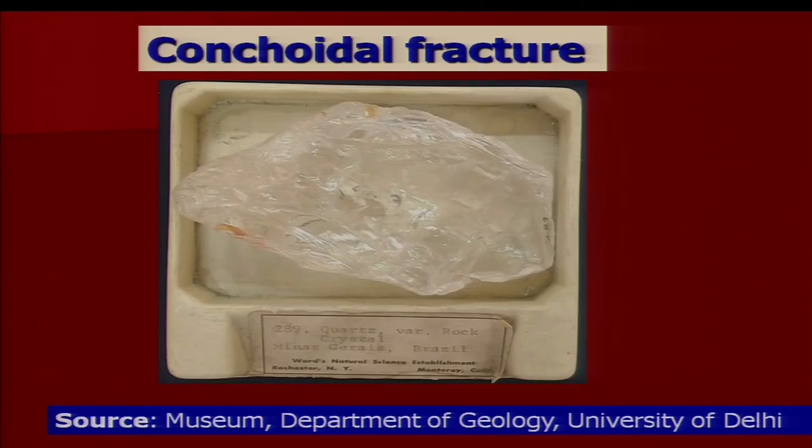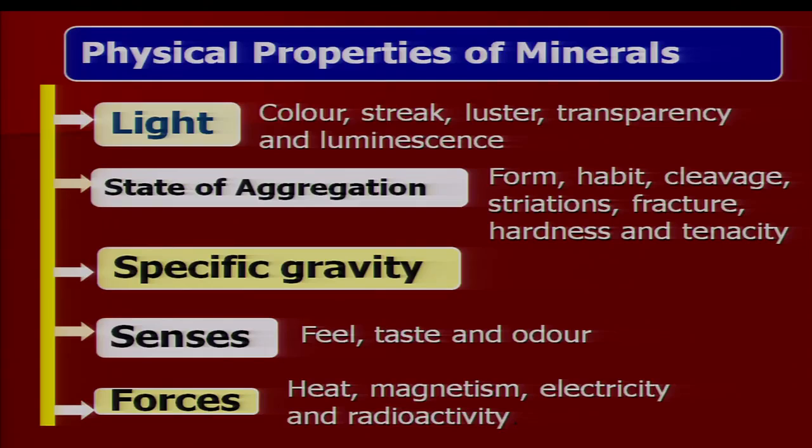Here is the picture which shows conchoidal fracture. See carefully, this surface is a broken surface, it does not show any regular or even surface, but it resembles very closely the broken surface of a glass. So, this is called conchoidal fracture. Viewers, in this program I have discussed physical properties of minerals based on state of aggregation, which includes cleavage, striations and fracture. Thank you very much.